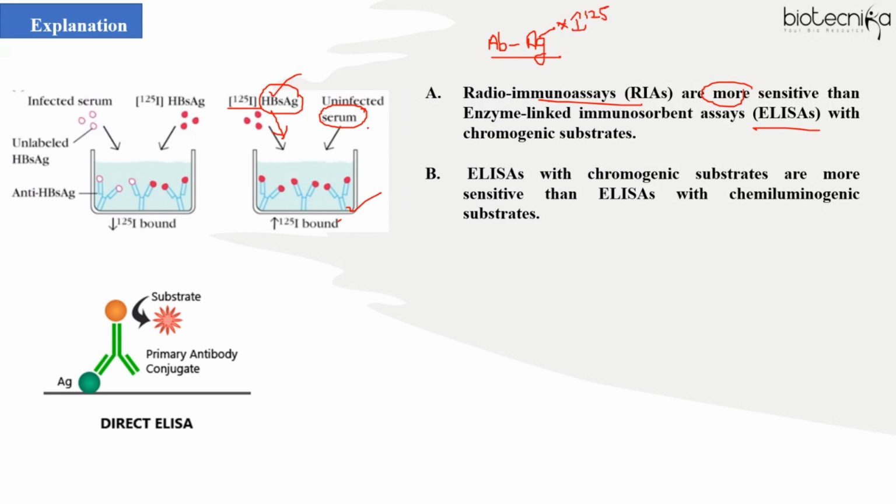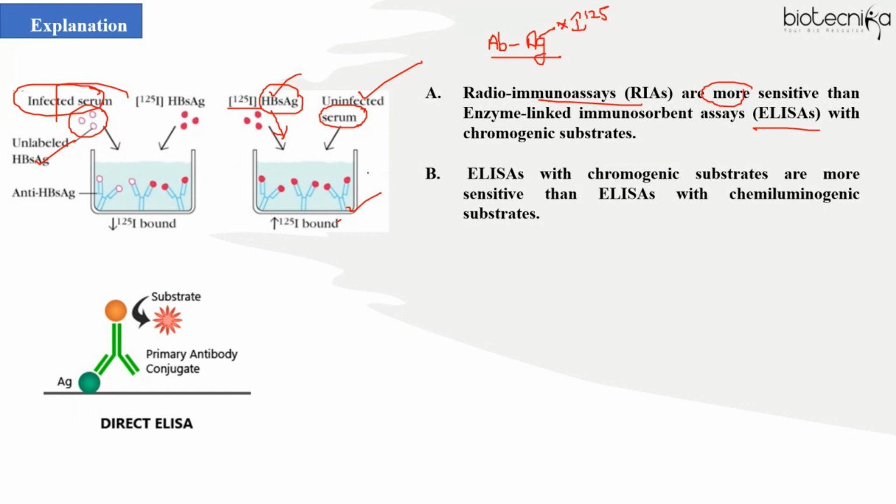Now, when you add the patient sample, if the patient is uninfected, no antigen will be there. But if the patient is infected, it will have the hepatitis B antigen. And when you add the patient sample, these antigens in the patient sample will compete with the radio labeled ones, our standard antigens, and will displace them.